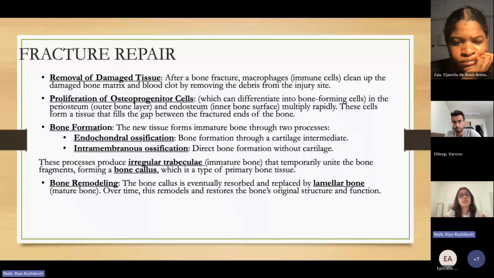After that, the osteoprogenitor cells will arise and proliferate rapidly between the broken ends of the bone so that they form a kind of tissue. After that, normal bone formation will take place: endochondral ossification will happen, intramembranous ossification will happen, and primary bone tissue is going to be formed between both of the ends of the broken bone. This tissue is called the bone callus. That is a very important term which is going to be used. After that, the bone callus undergoes remodeling, the osteoclasts come into place, and they form the mature lamellar bone.